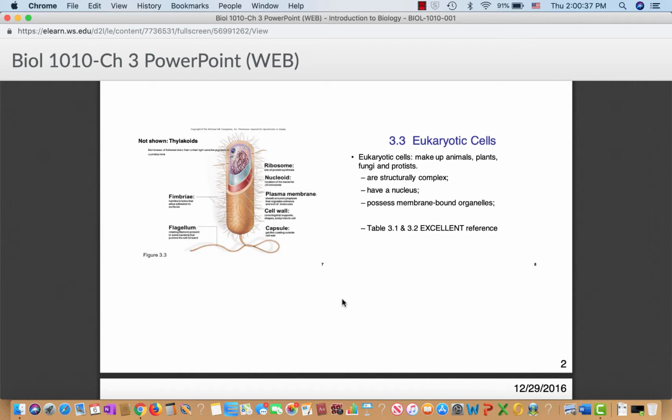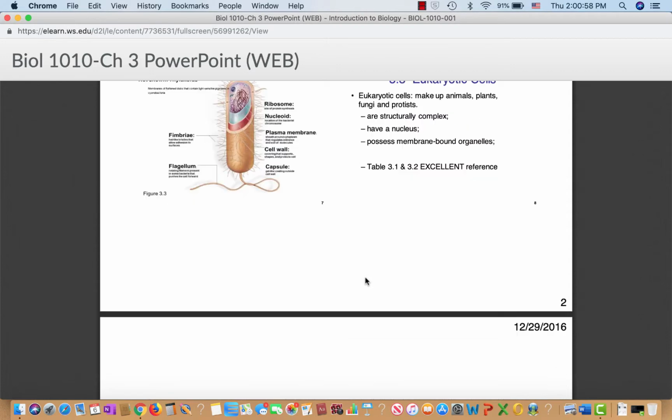Eukaryotic cells are more complex, and they do have a nucleus and possess membrane-bound organelles. And this is all of your plants, animals, fungus, and protists. And again, protista is kind of one of those grab bag categories. If it doesn't really fit in any of the other three, you just throw it over there.